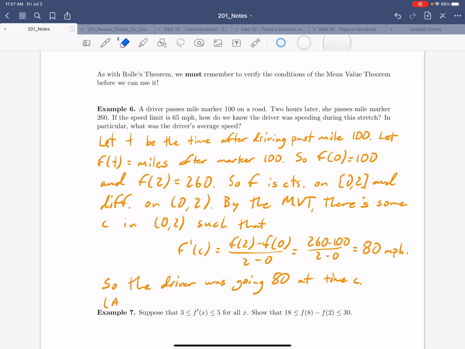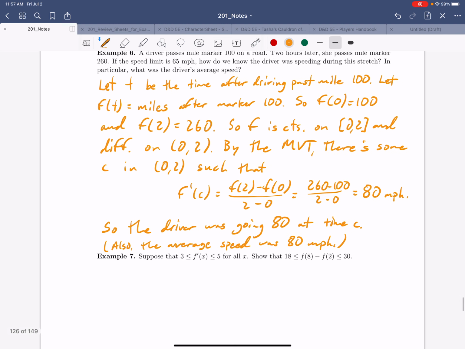Also, just to sort of rub it in, the average speed was 80. All right. So maybe they were going slower than 80 at some point, but that means they were going faster than 80 at another point. Or maybe they were going 80 the whole time. Either way, they were speeding at least somewhere, thanks to the mean value theorem.